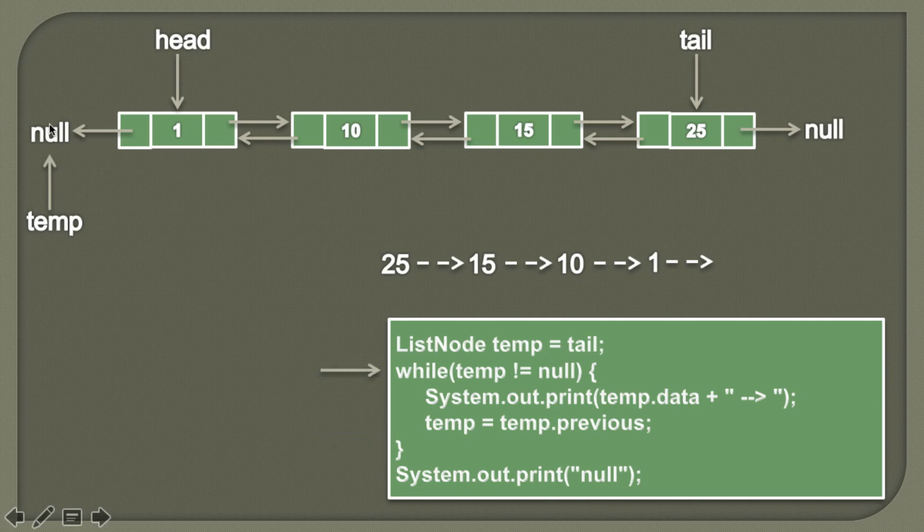So currently temp points to null, therefore this condition in the while loop comes out to be false and the while loop breaks out. So in the last step we'll print null because temp is currently pointing to null. So friends, this was the algorithm to traverse the doubly linked list backwards. So let's move to Eclipse and see the working code.